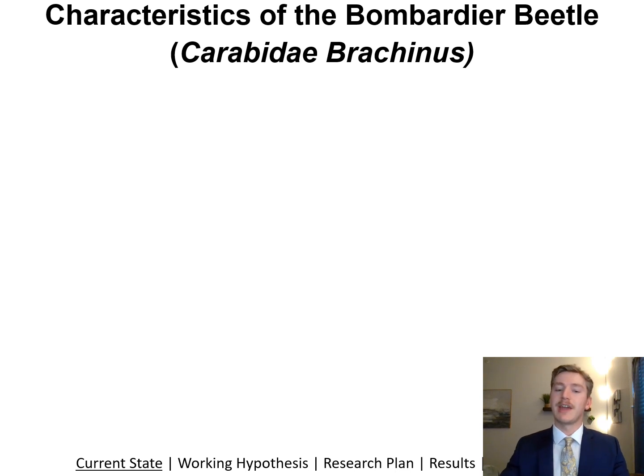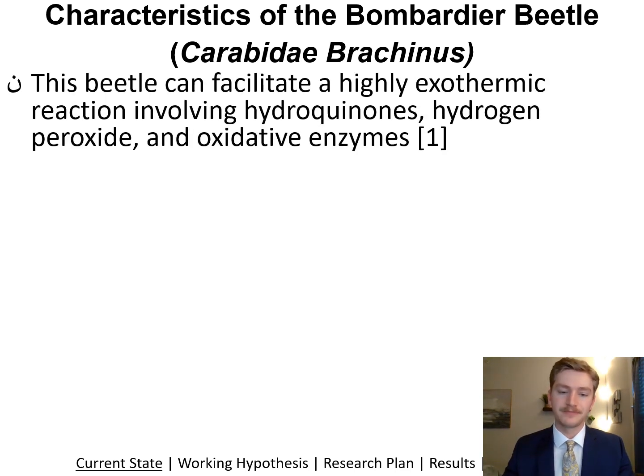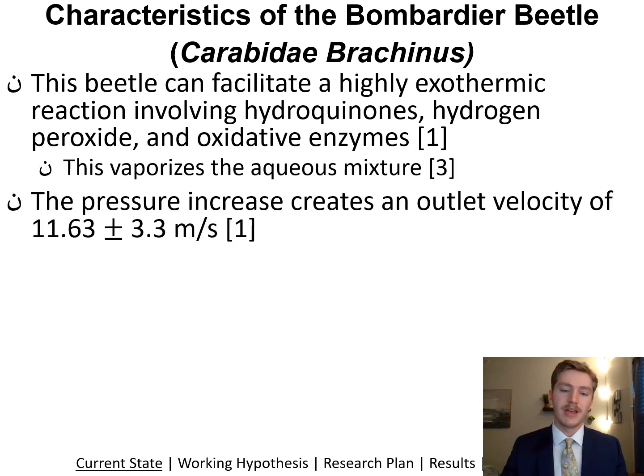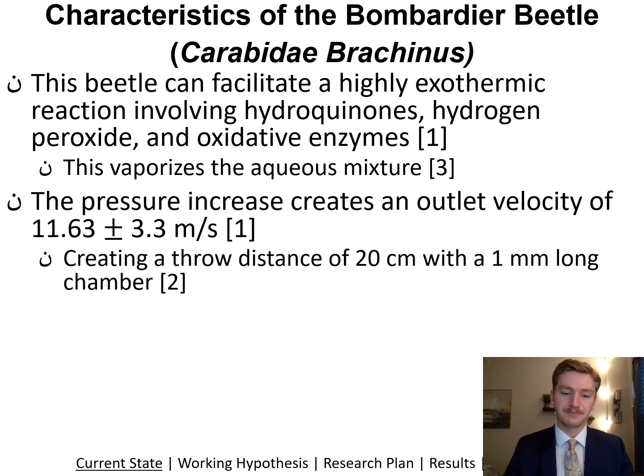First, I'll be discussing the characteristics of the Bombardier Beetle. When threatened, this beetle can facilitate a highly exothermic reaction in its abdomen involving hydroquinones, hydrogen peroxide, and oxidative enzymes. This vaporizes the aqueous mixture and creates high pressures. This in turn creates an outlet velocity of 11.63 plus or minus 3.3 meters per second.